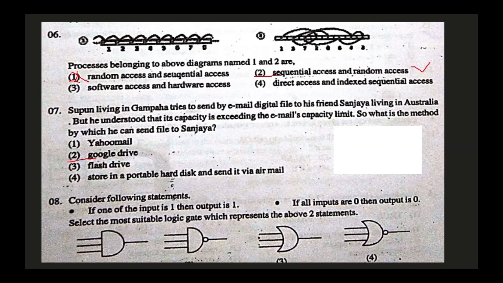Those files can be video, audio, image or document, anything we can store in Google Drive when we create a Google account there. A flash drive is a pen drive. Actually this is not practicable. We cannot send to Australia with this flash drive. And the same thing here, a portable hard disk we cannot send through airmail. Yes, this is the one correct answer.